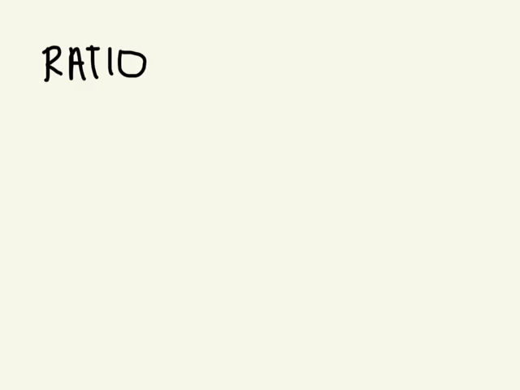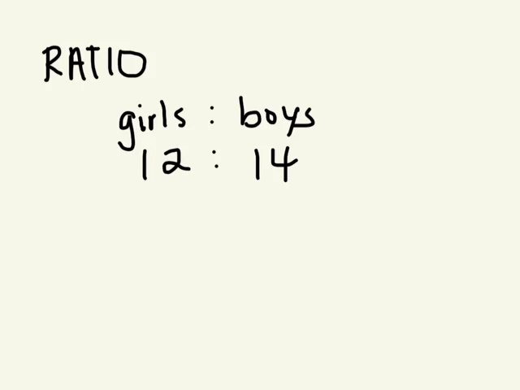A ratio is a comparison of two quantities in the same units. For example, we can look at the ratio of boys to girls in this class. The ratio of girls to boys in our class is 12 to 14. This is the same unit. The unit is people, right? We're comparing two quantities of people, boys and girls.